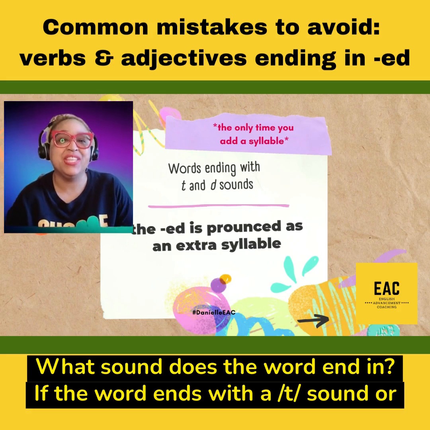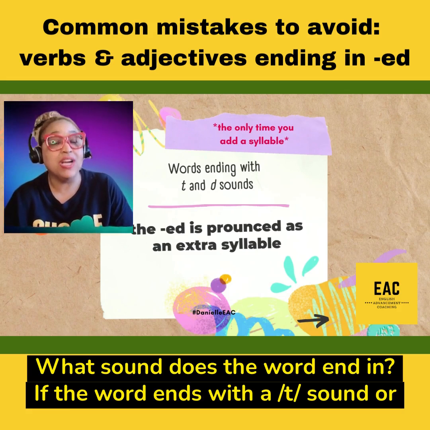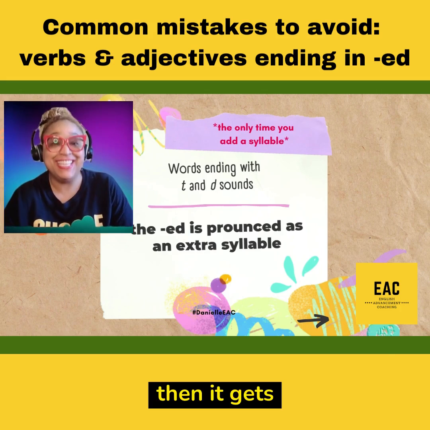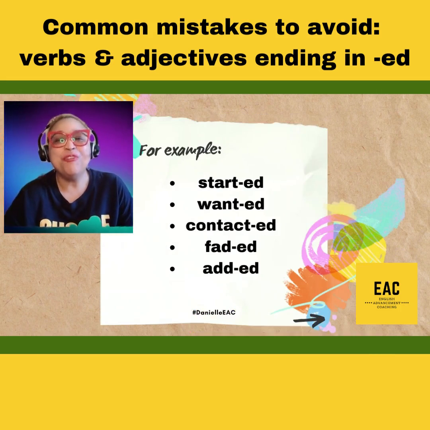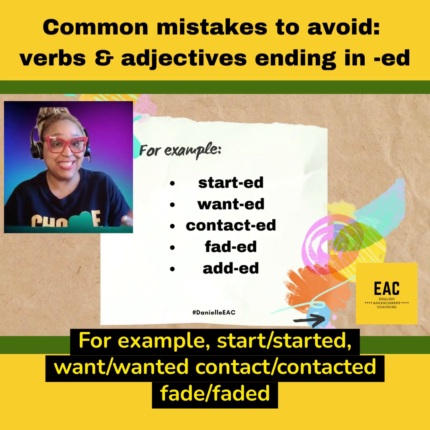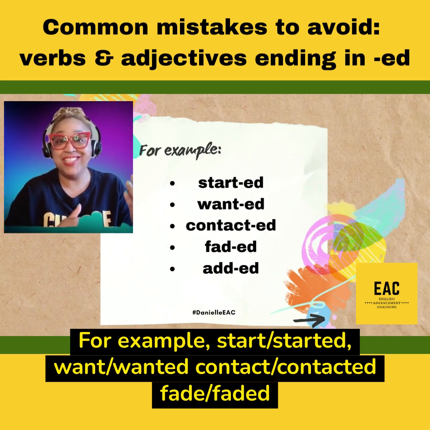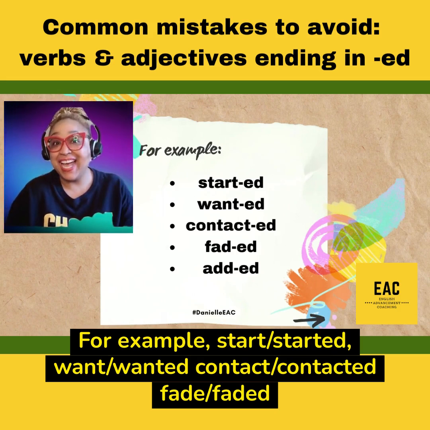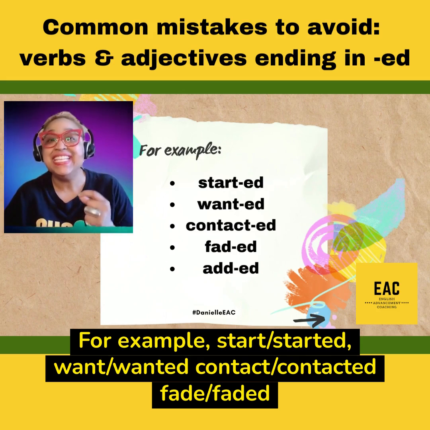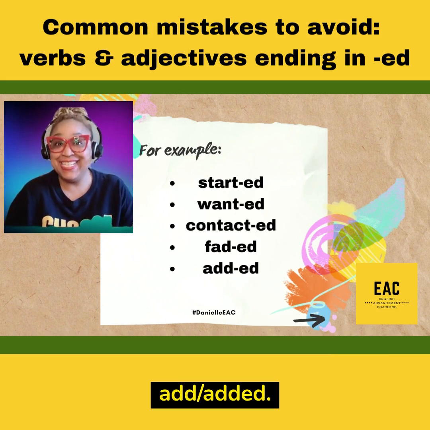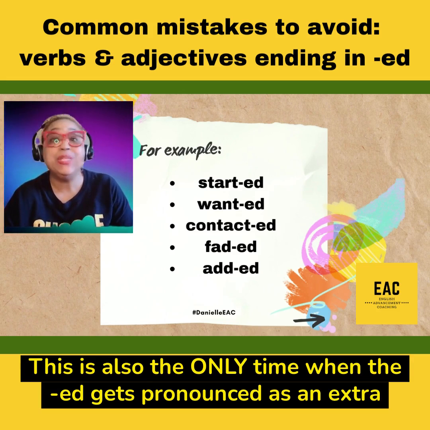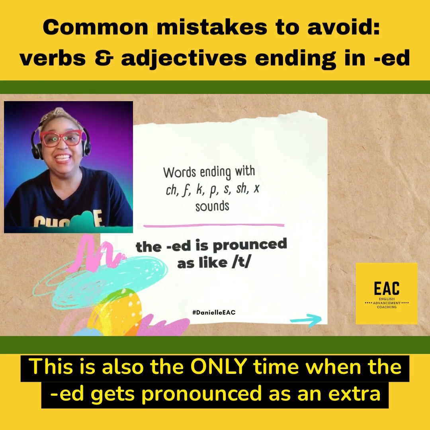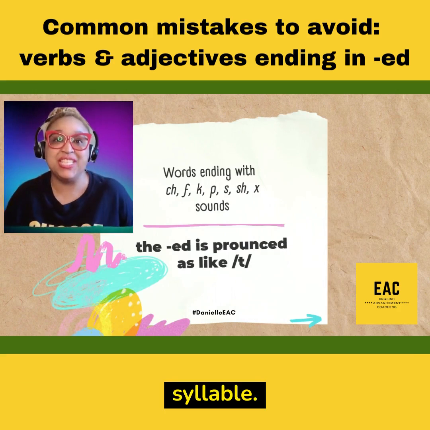If the word ends with a t sound or a d sound, then it gets that extra syllable. The ED gets pronounced as an extra syllable. For example, start, started, want, wanted, contact, contacted, fade, faded, add, added. Okay. So this is also the only time when the ED gets pronounced as an extra syllable.